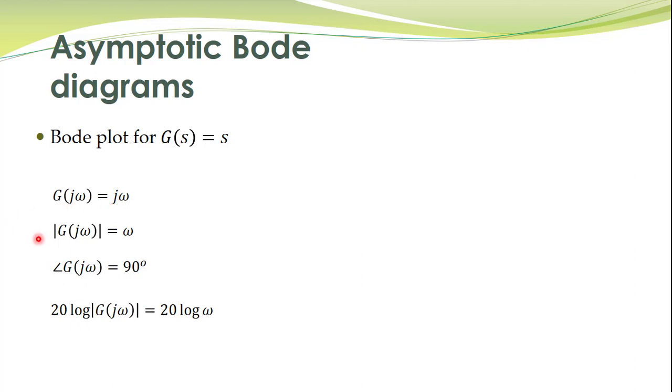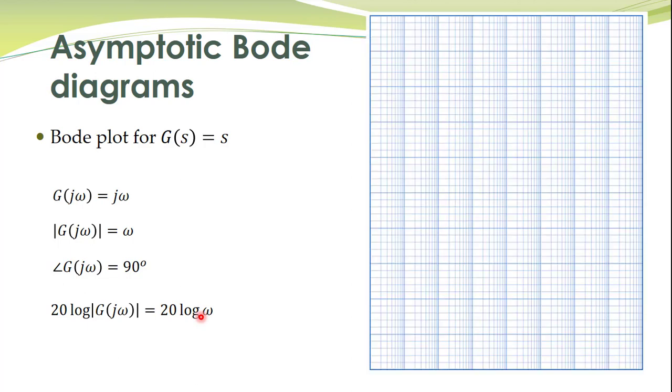And we do not directly plot the magnitude, we convert it into dBs, that is, we take the log of magnitude and multiply it by 20. So 20 log of omega is the magnitude response of the system in dBs.